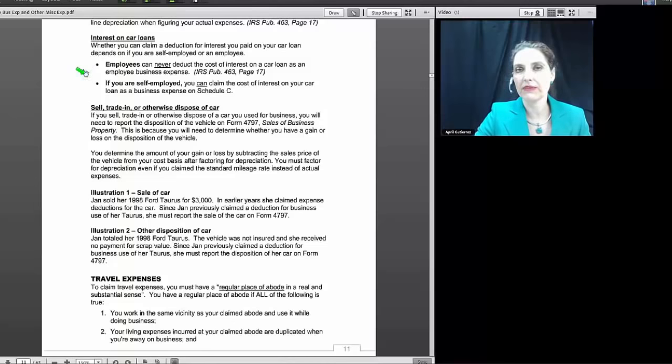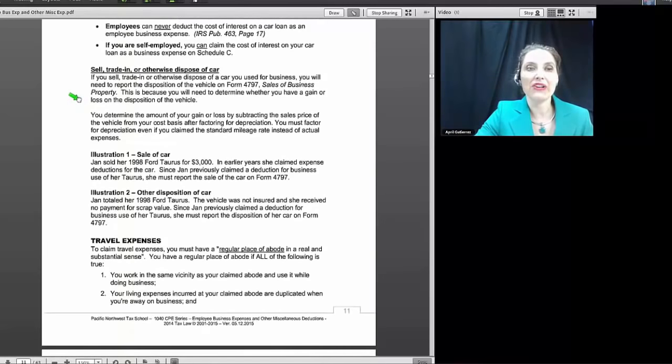Car loan interest can be pretty substantial. If you are operating a car as an employee business expense, the interest you pay on that loan is non-deductible. But if you are self-employed, you can claim the interest portion, the business use of that interest that you pay on the car, as a deduction on Schedule C. And that particular rule is spelled out in IRS Publication 463 on page 17.